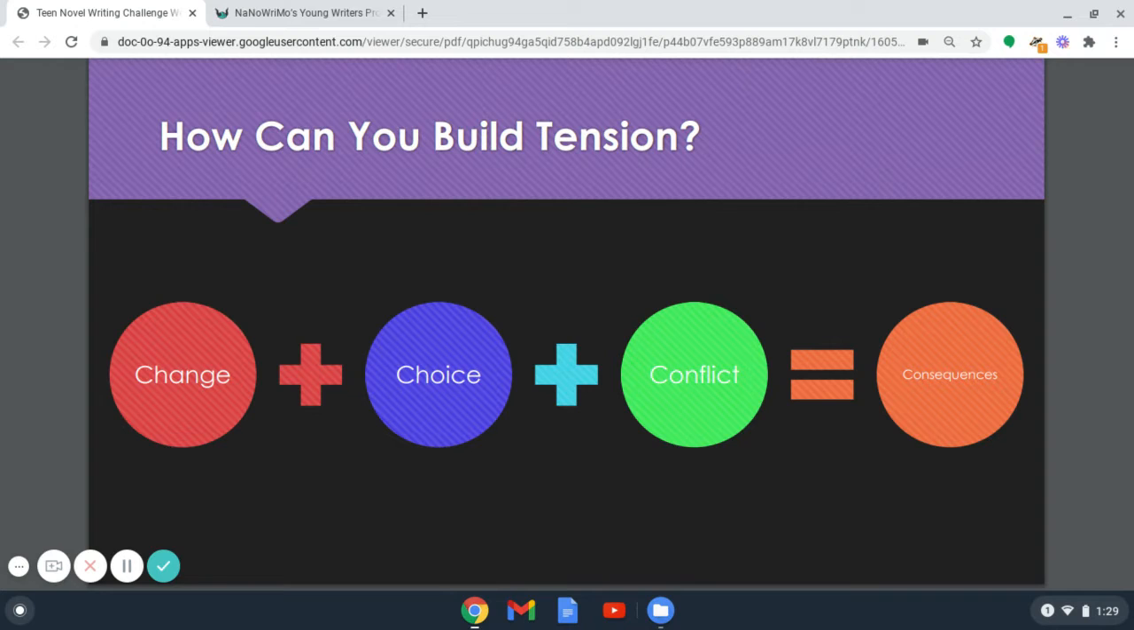Choices. Anytime your character has to make a choice between one thing or another, one person or another, one idea, one belief, anything like that, when they have to make a choice of any kind, there will be consequences. They may be small. They may be a micro conflict or a micro story inside your bigger novel, but it will affect something. Okay.